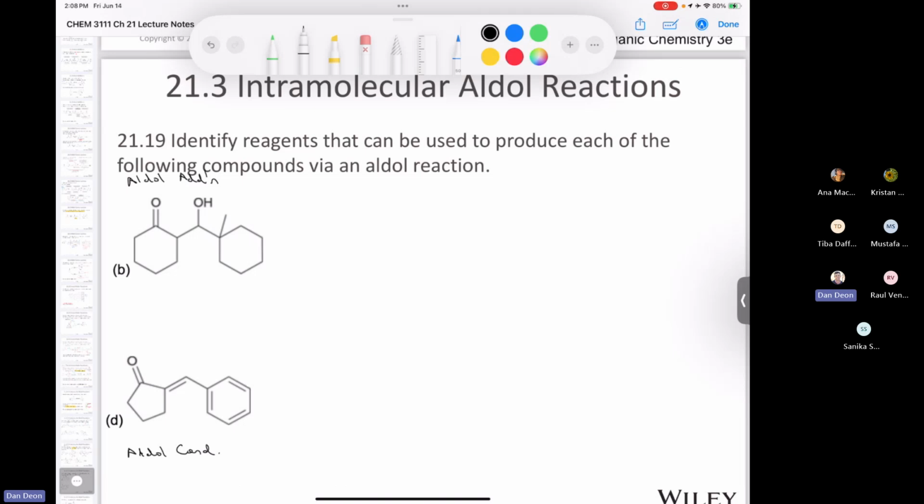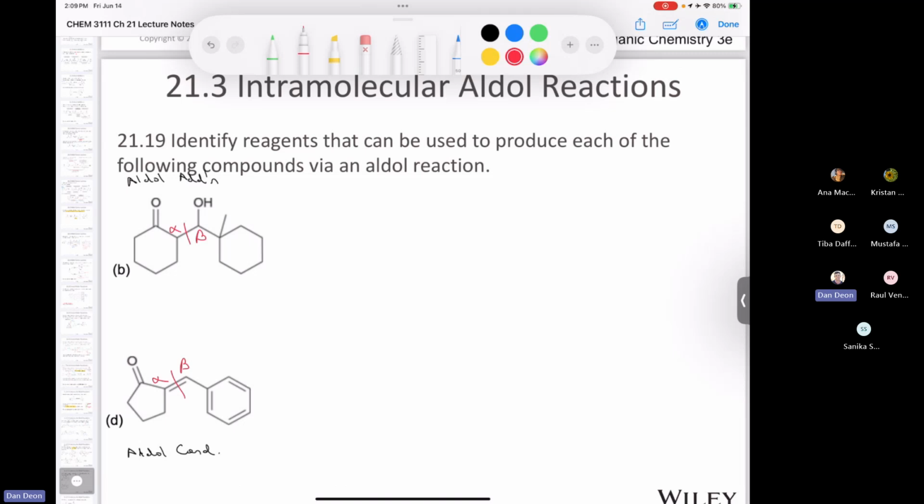And so this is the way I solve these, is if this is your carbonyl, and this is your alpha carbon, this is your beta carbon. So this is where the bond was formed, right? Same thing with the one on the bottom. Here's your carbonyl. So this is your alpha, this is your beta. So where that double bond is, that's where the bond was formed.